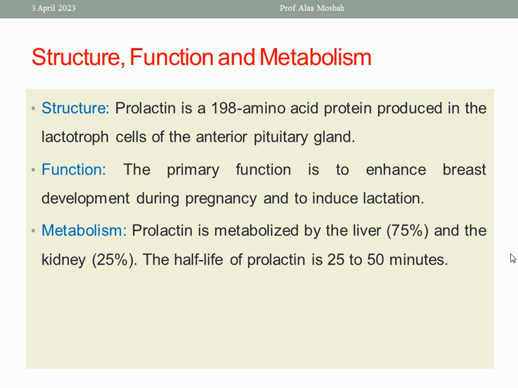Prolactin is metabolized by the liver in 75%. That's why in liver cirrhosis you will find hyperprolactinemia. And it is metabolized in the kidney in 25%. Also in chronic renal failure, you will find hyperprolactinemia. Okay? So prolactin is metabolized 75% in the liver, 25% in the kidney. What about the half-life of prolactin? The half-life of prolactin is about 25 to 50 minutes.